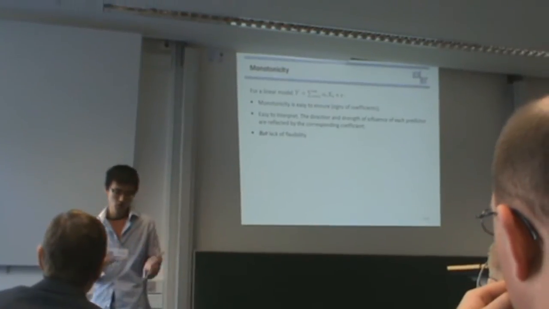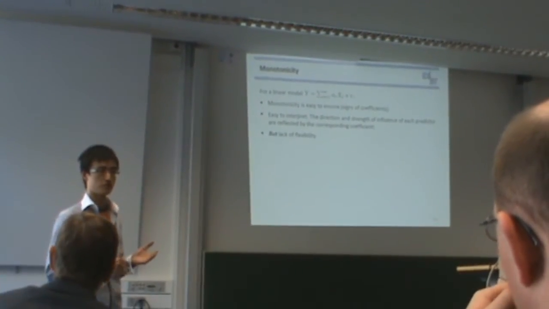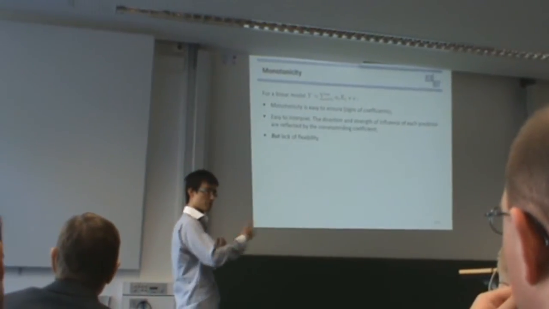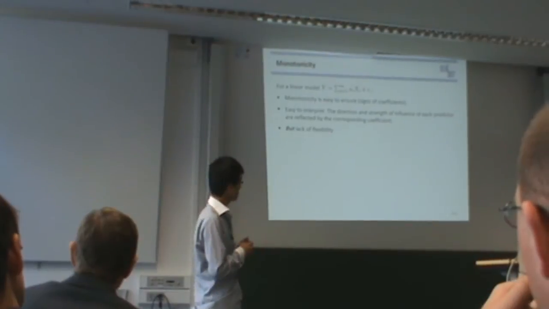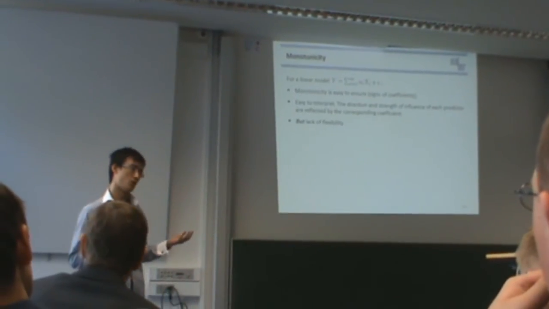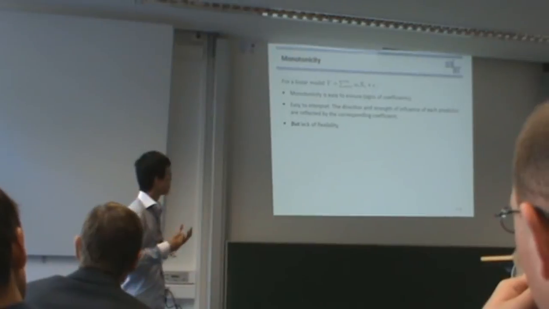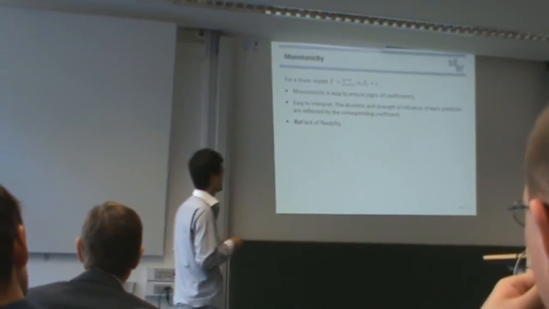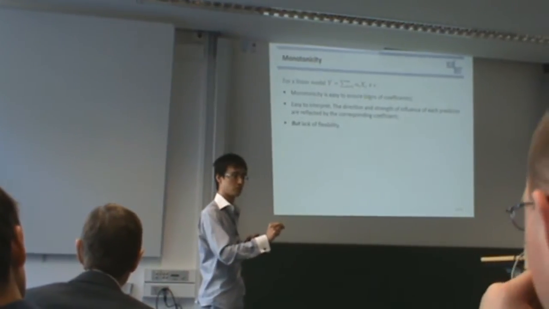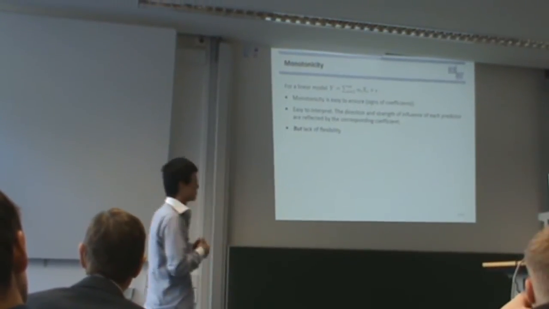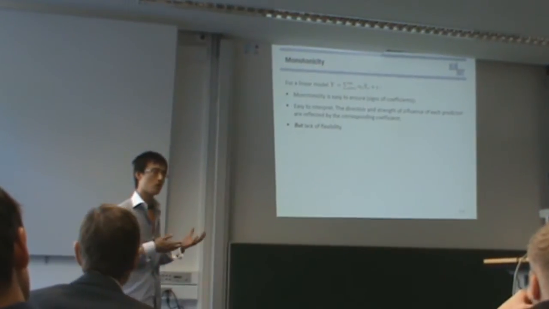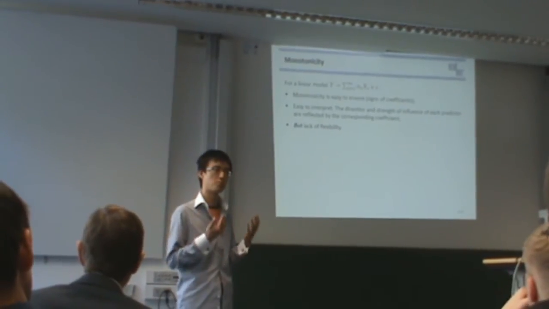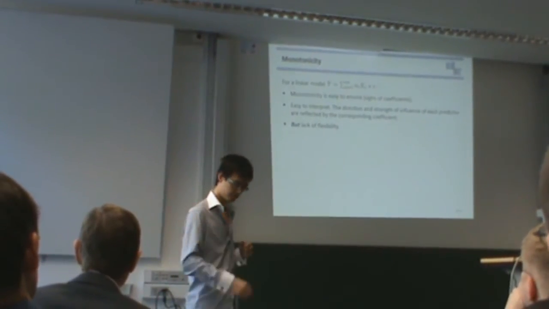Of course, you don't want that to happen. Now, ensuring monotonicity for a linear model is quite obvious, because monotonicity directly corresponds to the sign of the coefficient. A linear model is also very easy to interpret, because the direction and strength of influence directly correspond to the coefficient. Maybe the only drawback of a linear model is that it's not so flexible. Some real-world applications may be too demanding for it to handle.